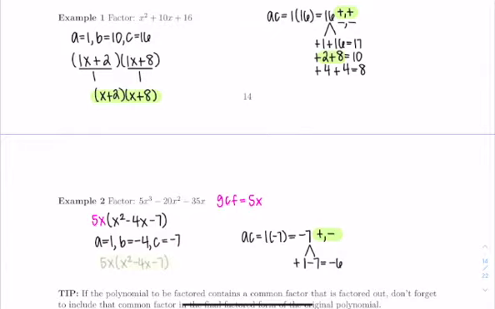Because I can't get to -4, that means that 5x times x squared minus 4x minus 7 is the final factored version of the original polynomial.